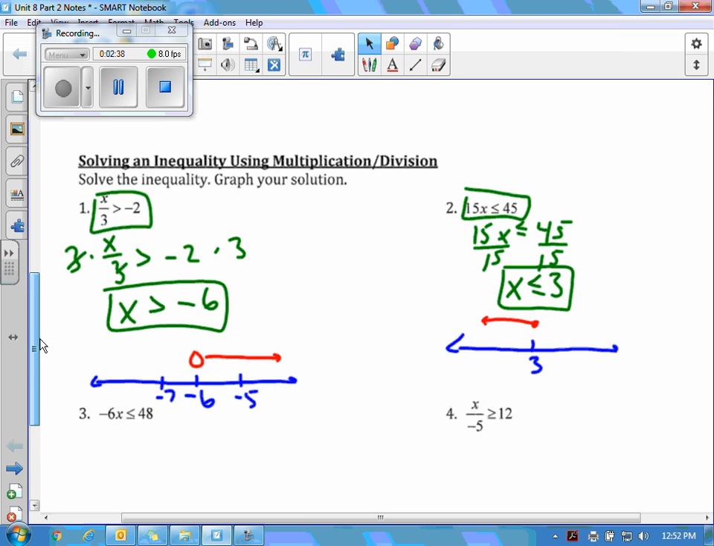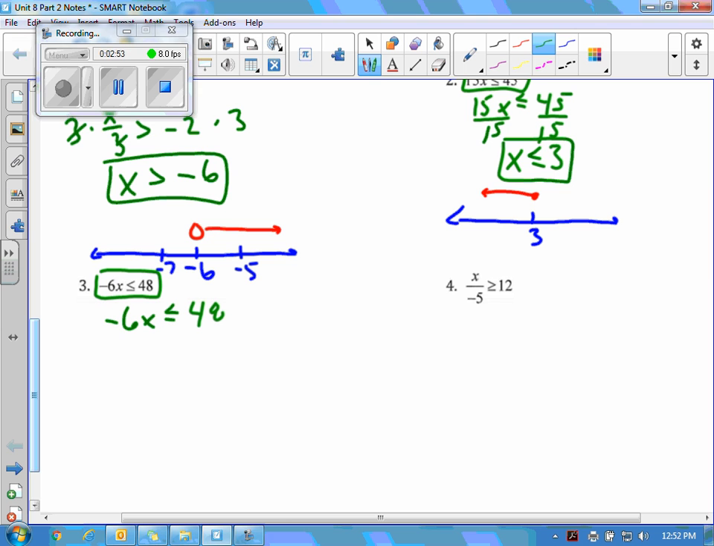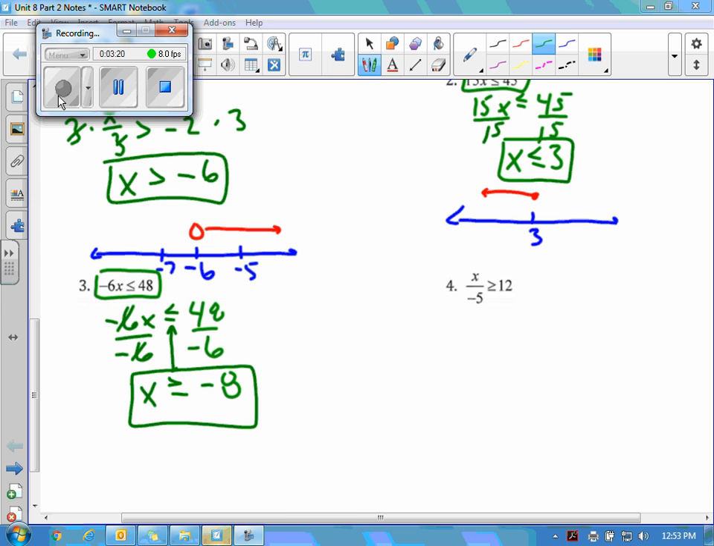Now 3 and 4, I'm going to show you these because they're a little bit different. Again, I'm going to start by boxing and rewriting. So I box, rewrite, negative 6x is less than or equal to 48. If you look on the left side, I have negative 6 times x, so I need to do the opposite, which is division. Now, I'm dividing by negative 6, so that's going to do a couple of things. First off, those cancel, so that becomes x. Also, 48 divided by negative 6 is negative 8, so we're turning 48 into a negative, but that also flips my inequality. If I multiply or divide by a negative, my inequality symbol is going to flip.